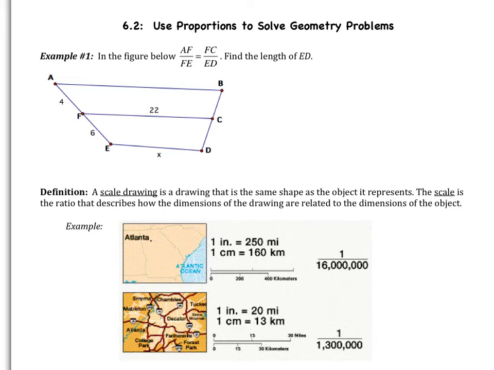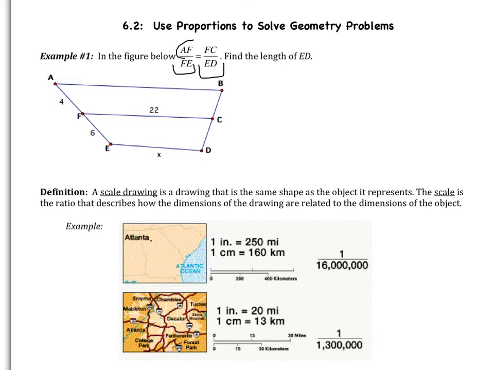It says, in the figure below, AF over FE equals FC over ED. Find the length of ED. So in this example, we're already given the proportion. We know that this is a proportion because we have one ratio set equal to another ratio. So all we need to do is start substituting.